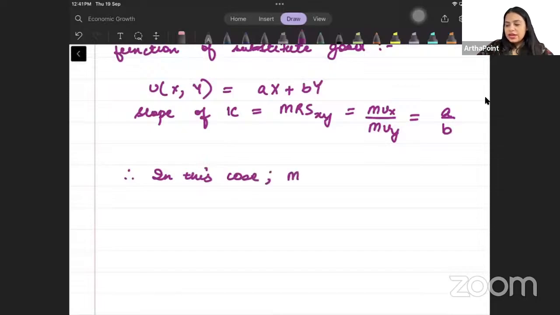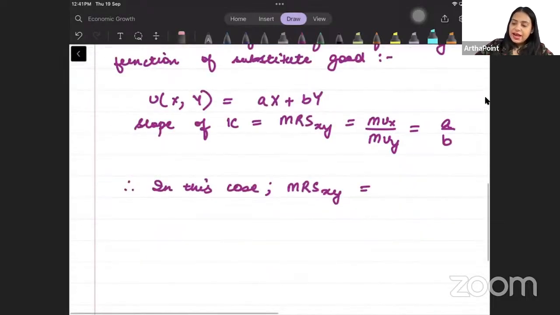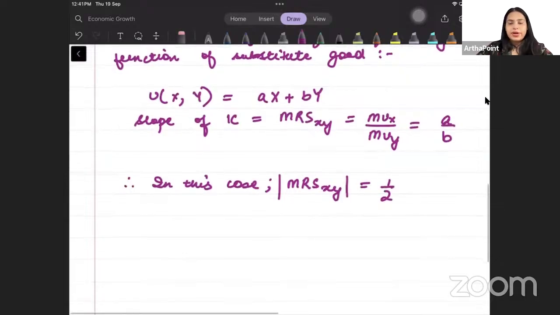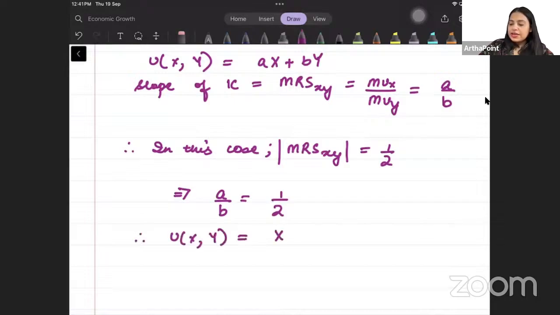Therefore, in this case, you're given that MRS, it says slope of indifference curve is minus half. Minus is just showing downward sloping. So you are given that the absolute value of MRS is half, right? Which implies that a by b will be half, and your utility function will be of the form x plus 2y. I'm just writing some extra information.